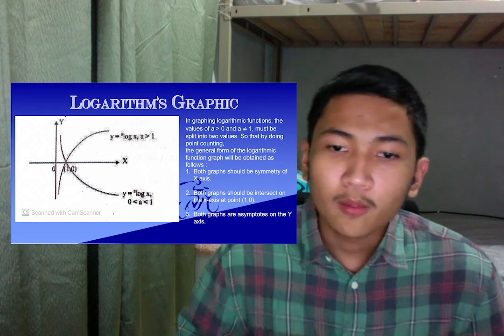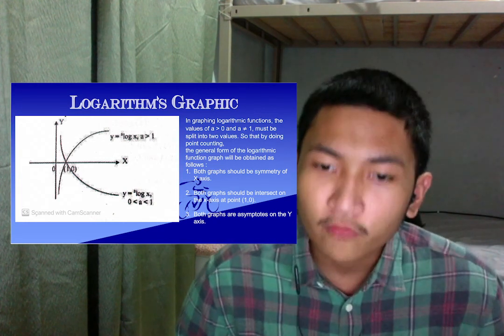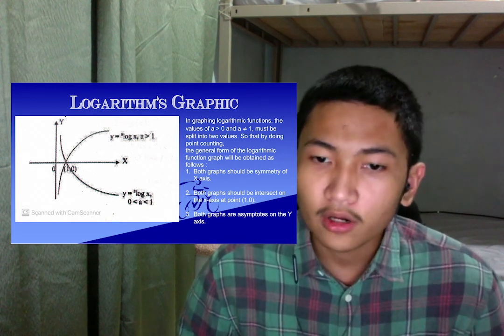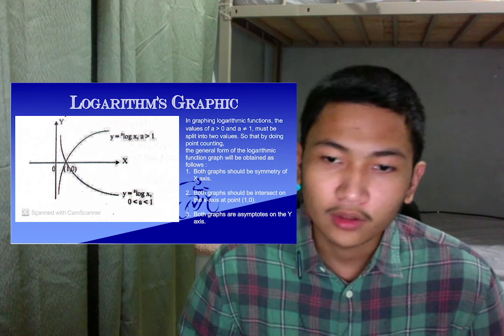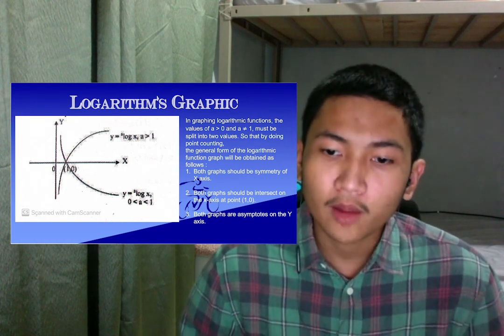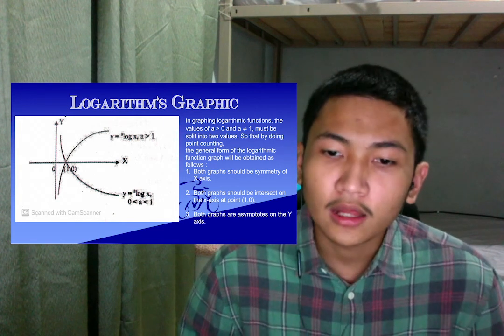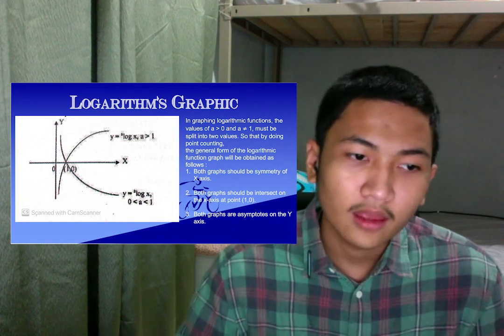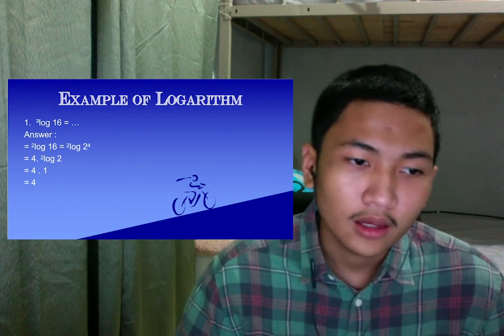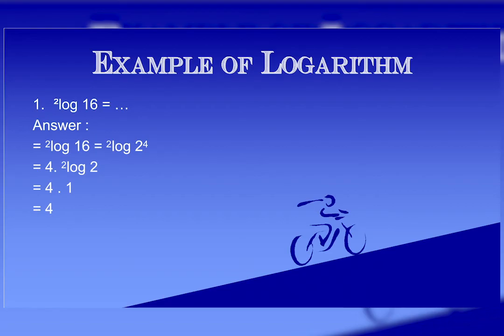First, both graphs should be symmetric about the x-axis. Both graphs should intersect the x-axis at a point, for example (1, 0). Both graphs have the y-axis as an asymptote. And here's an example of a logarithm, and here's the answer too.